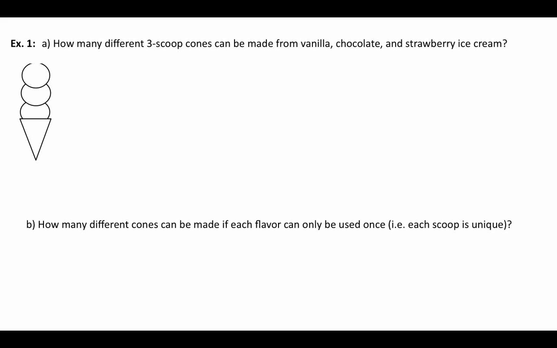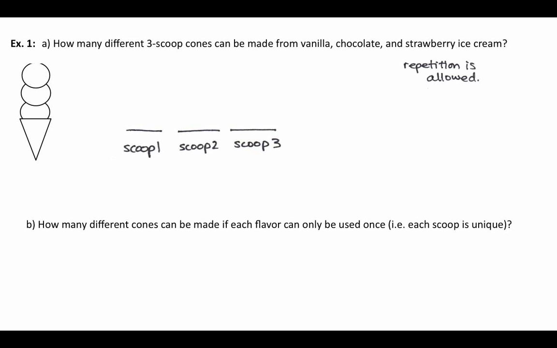So here is ice cream cones, and we've got a question that's asking us, how many different 3-scoop cones can be made from vanilla, chocolate, and strawberry? And I can distinguish between the scoops. I can tell there's a bottom scoop, a middle scoop, and a top scoop. So we're going to say, well, repetition is allowed because a chocolate is different than a strawberry, and they didn't say that repetition wasn't allowed. Exactly. So notice that they're not giving any restrictions, so that means we can use things more than once.